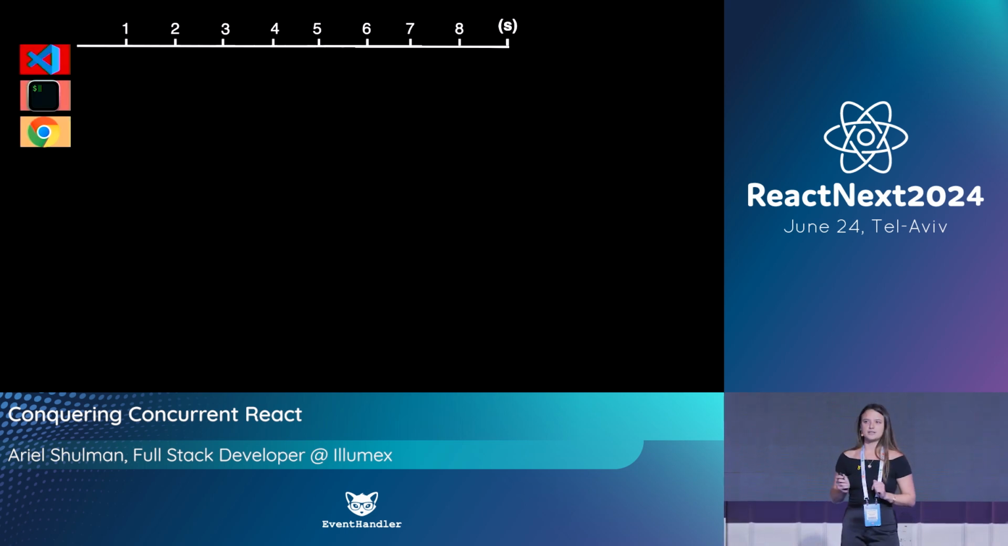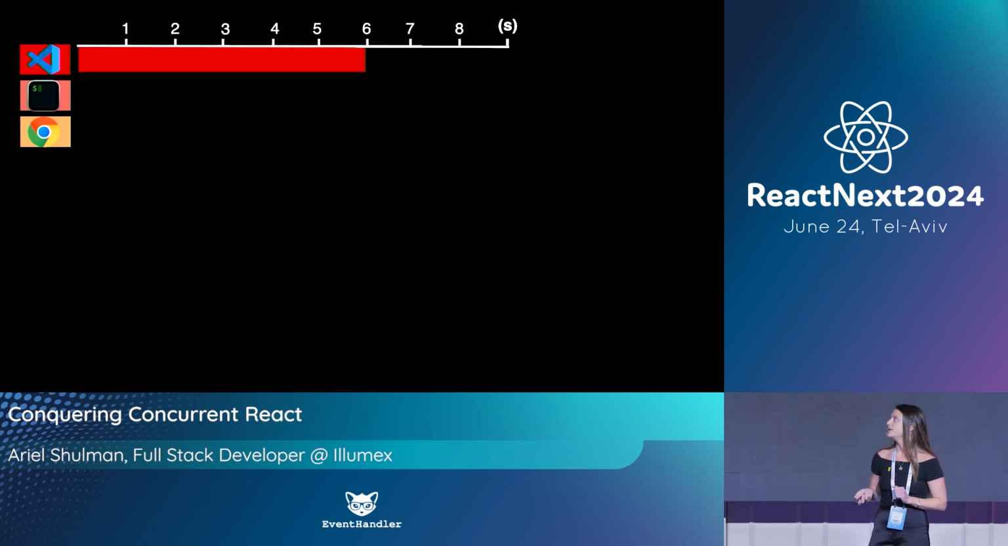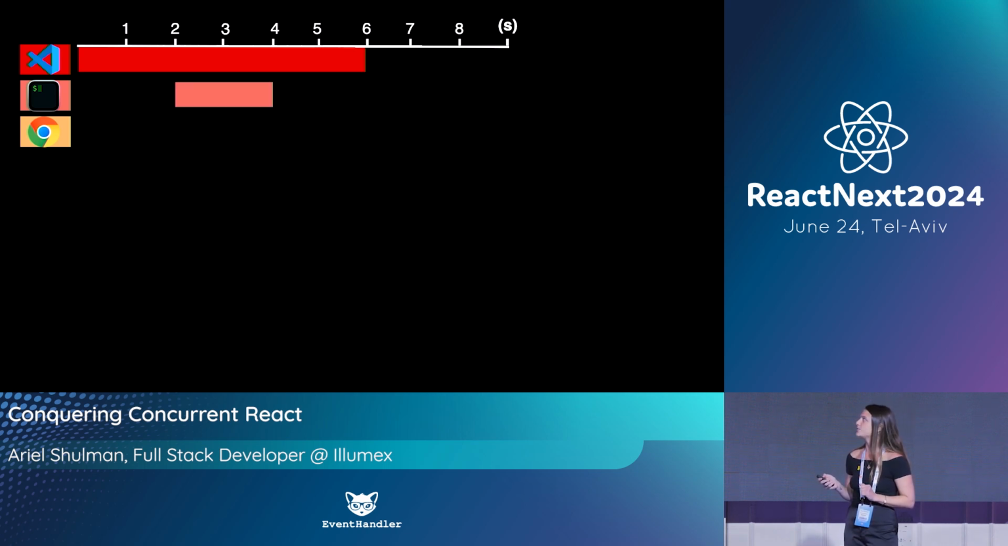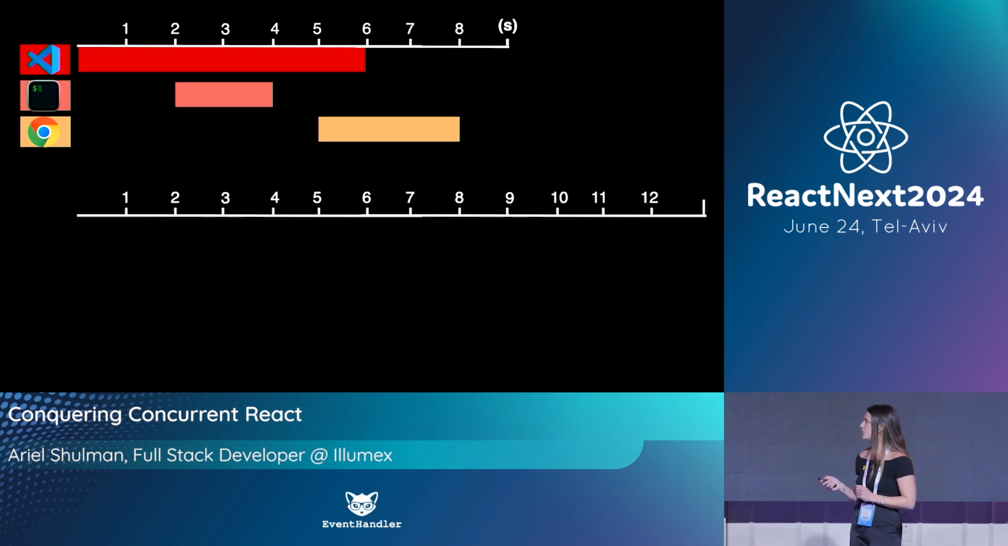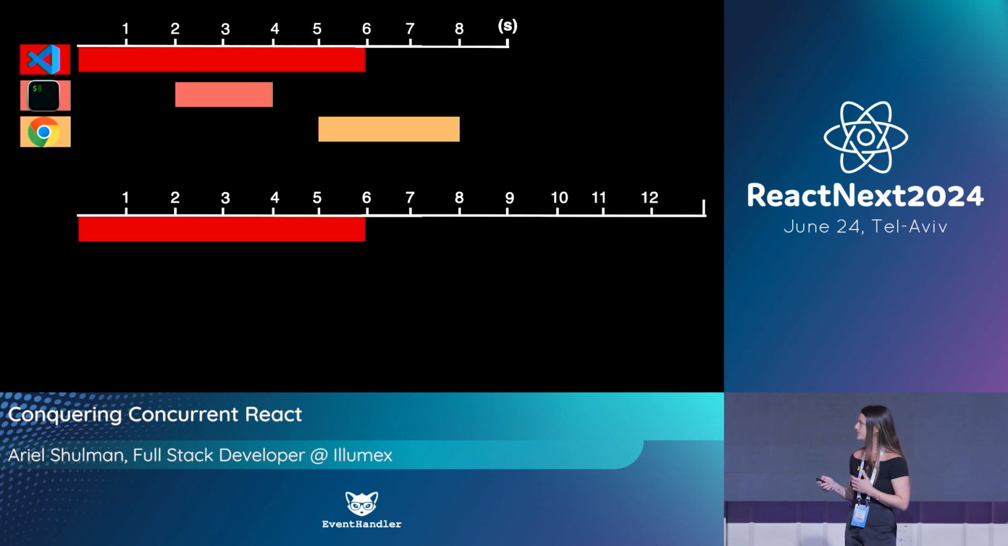So let's imagine that in our imaginary scenario, at 0 seconds, the VS Code process had to run for 6 seconds. And then at 2 seconds, the terminal process had to run for 2 seconds. And then at 5 seconds, the Chrome process had to run for 3 seconds. If we treated this in what's called the first-in, first-served approach, it would pretty much look like this. So it would be this waterfall.